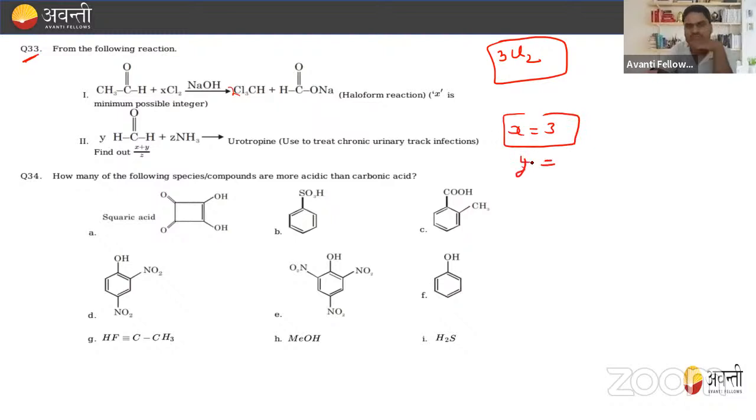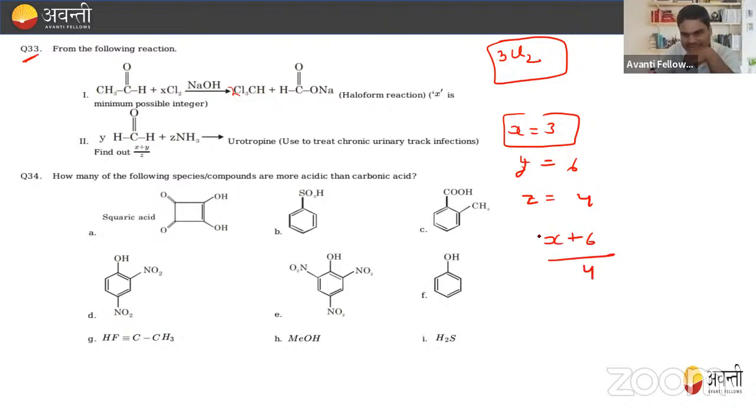What is Y? Y moles of formaldehyde react with Y moles of ammonia. So here Y is nothing but 6 and Z is equal to 4. Right, so Y is equal to 6 and Z is equal to 4. So how will you get the answer? Find X plus Y plus Z. So X is equal to 3, Y is equal to 6, Z is equal to 4.